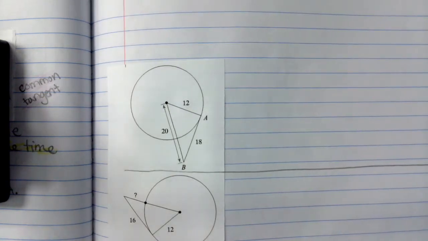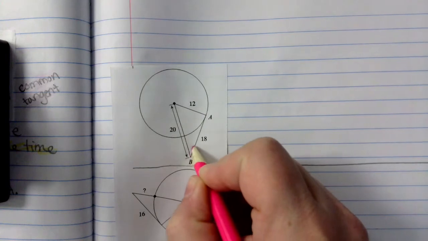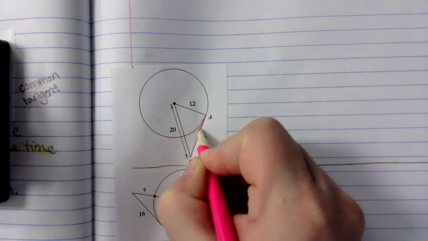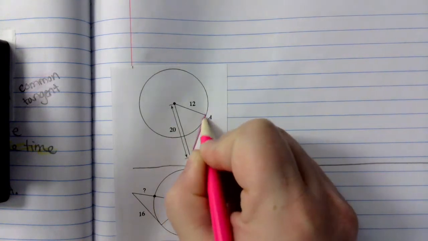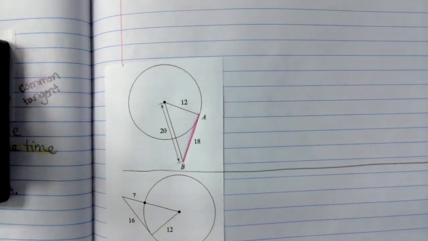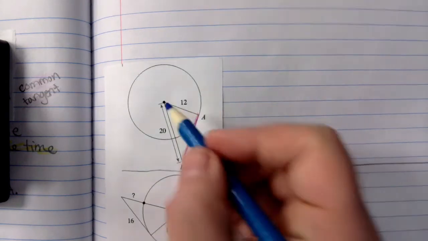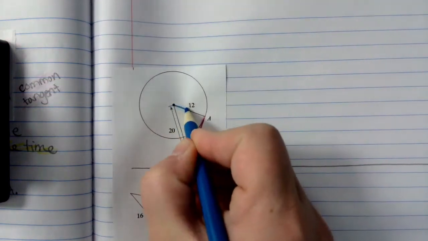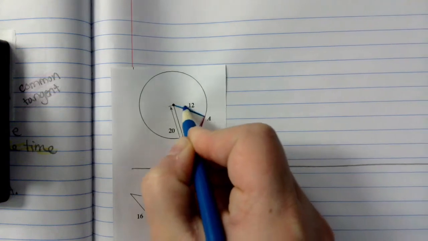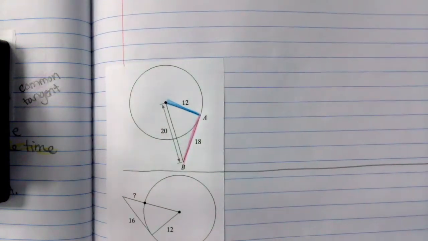We wanted to touch the circle exactly one time, so it's going to be the 18, because if we extended that line, it would still only touch that exactly once. So this is that tangent line. What do we call the 12? The radius. It goes from the center of the circle to the outside of the circle.